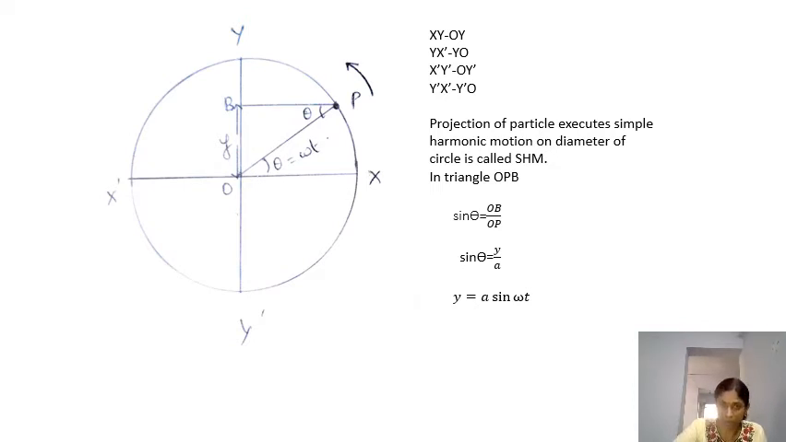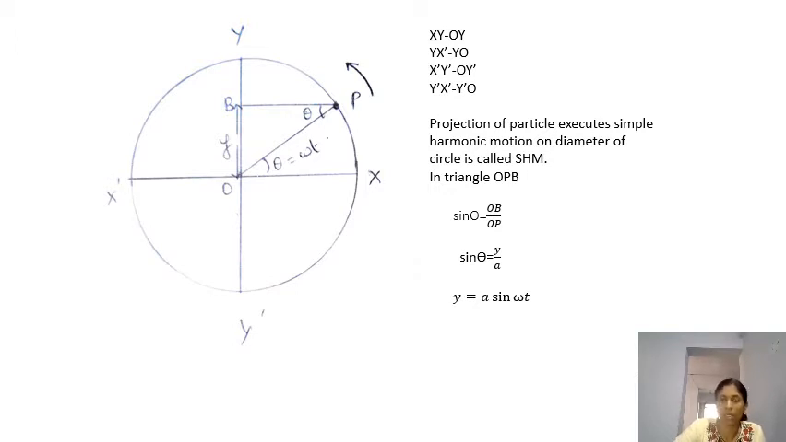Okay. Next, consider the particle from this position. Initially, the particle is at X. After some time, it goes to Y. From Y, it moves to X dash. What happened? The projection on the Y axis moved from Y to O. Next, if the particle moves from X dash to Y dash, the projection moves from O to Y dash. If the particle moves from Y dash to X, the projection moves from Y dash to O.